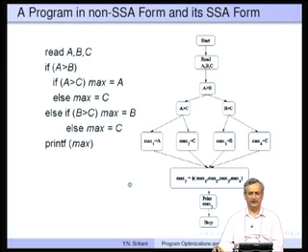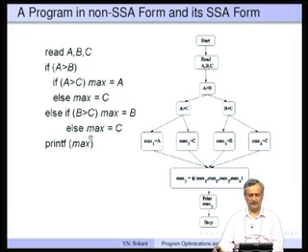Let us look at a simple example and understand the features of SSA forms. Here is a program in non-SSA form, the usual programs that we write, and here is the SSA form. It is not as if the SSA form cannot be written in text mode. Text forms of SSA programs are also possible, but it is easier to understand the salient features of these forms if they are shown in the form of a flow graph.